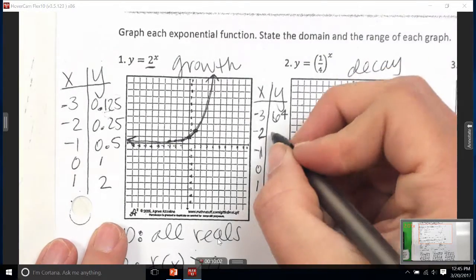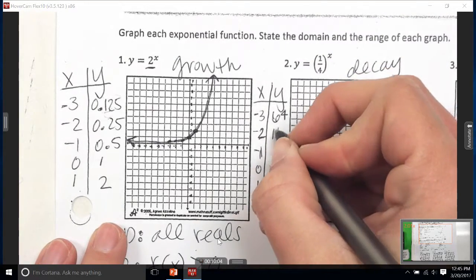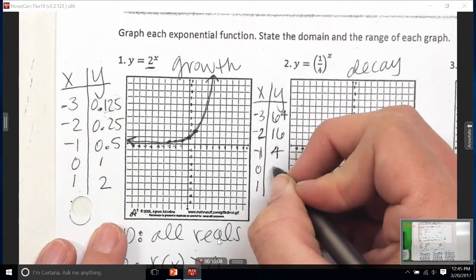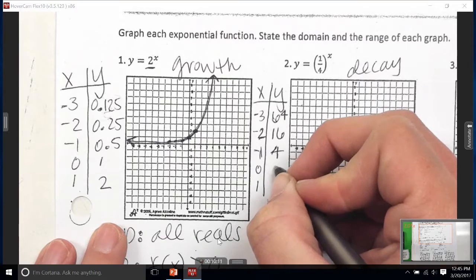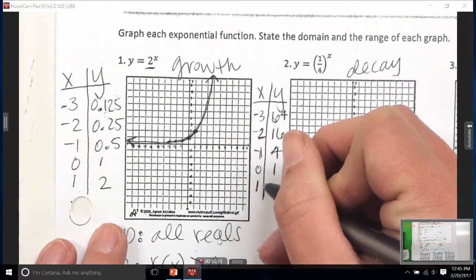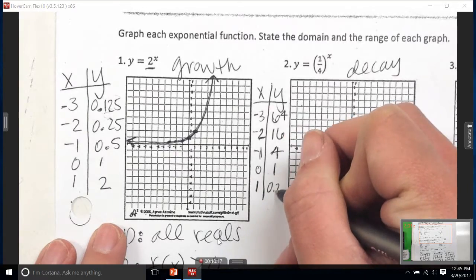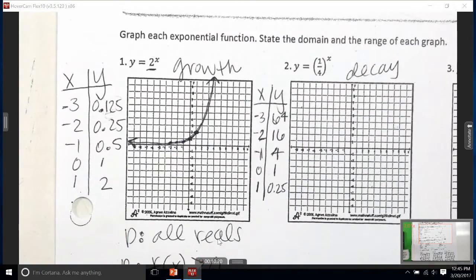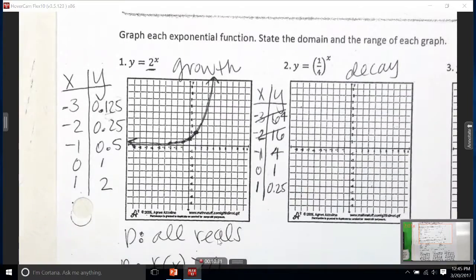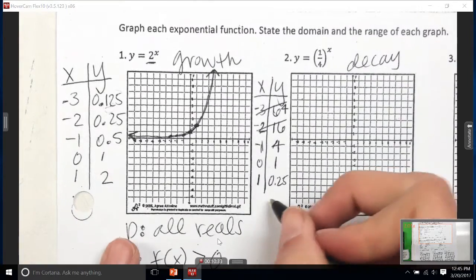Jackie, what'd you get for -2? Isabel, -1. 4. Miguel, 0. 1. Alright, Antonio, plugging in 1. 0.25. Good. Alright, any questions about those values or how we get them? Okay, so obviously we can't graph 64 on here, correct? So I'm gonna mark that out. We can't graph 16 either, so I'm gonna mark that one out. So I really need 2 more values.